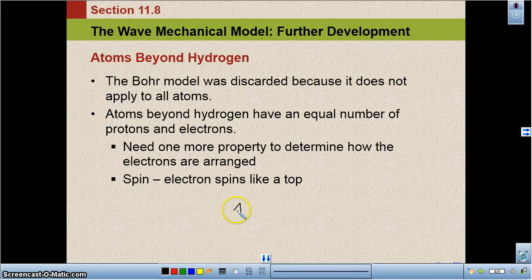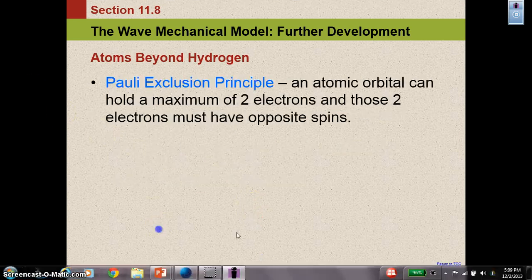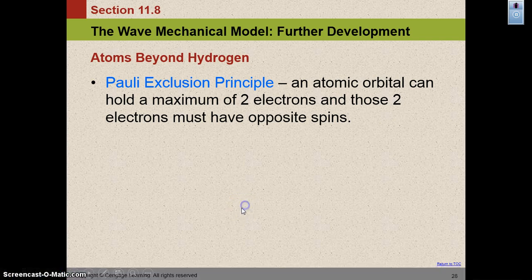They spin like a top. While one's spinning in this direction, the other is going to spin counterclockwise in order to avoid any attraction, because they're going to repel each other at such a high rate. This leads us to what is known as Pauli's exclusion principle, which says an atomic orbital can hold only 2 electrons, and those 2 electrons must have opposite spins.